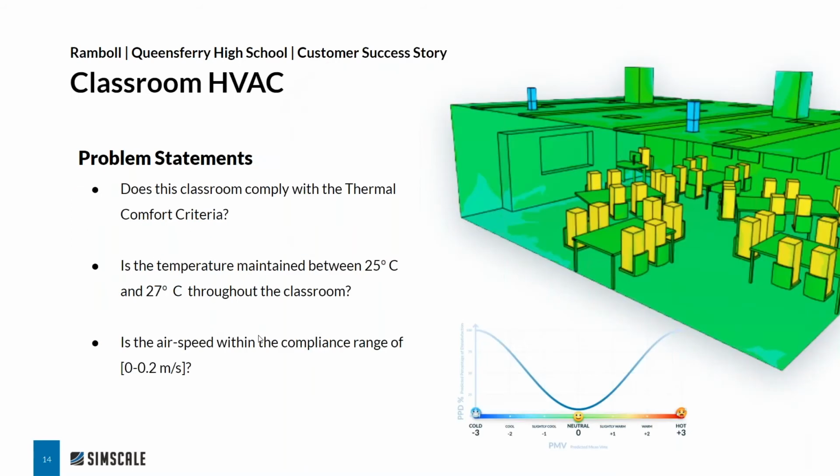Just to define the CFD statement, we have some problems that we can actually get answers to from this CFD simulation. The first one is whether this classroom complies with the thermal comfort criteria or not. The second one is the temperature distribution. So we want to check whether the temperature is maintained between 25 to 27 degrees Celsius. And the third one is the airspeed, which can also be a result of a CFD simulation. And here we want to see if the range is between 0 to 0.2 meters per second.